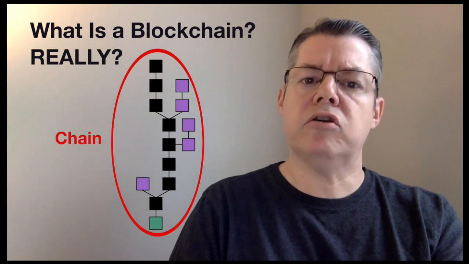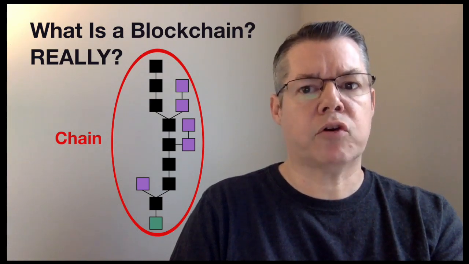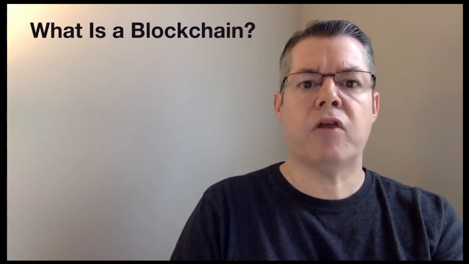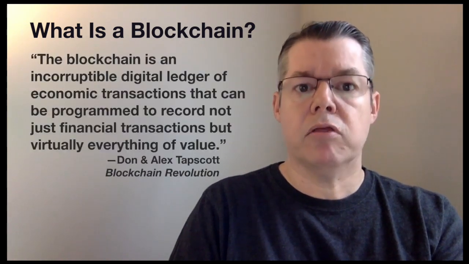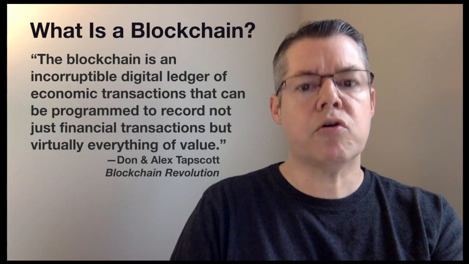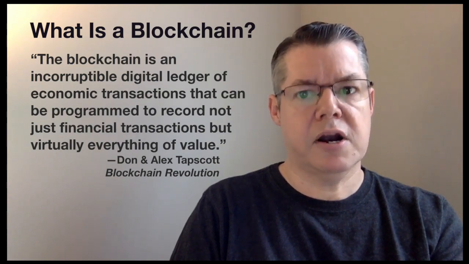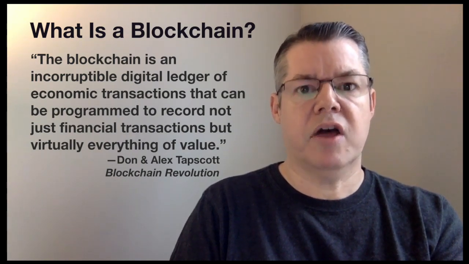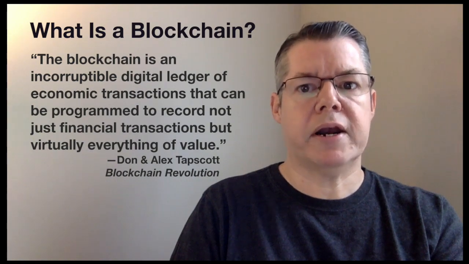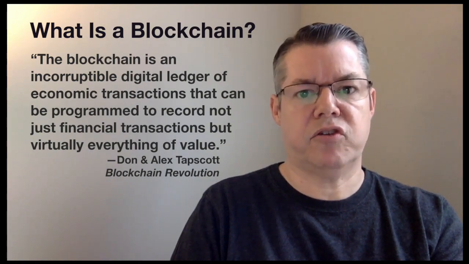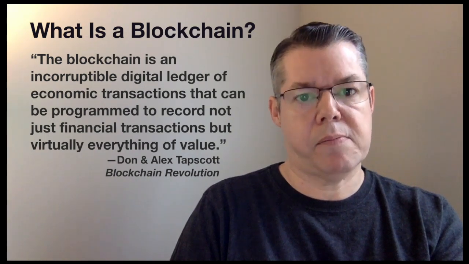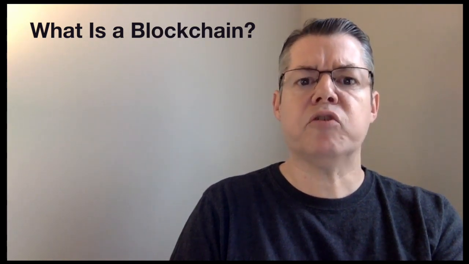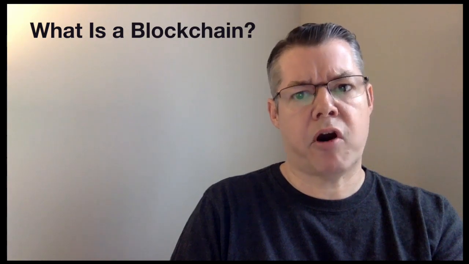Okay, let's look at the definition from a practical perspective. Here's how the authors of the book Blockchain Revolution define it. The blockchain is an incorruptible digital ledger of economic transactions that can be programmed to record not just financial transactions, but virtually everything of value. And let's expand on that so we see the broader picture.